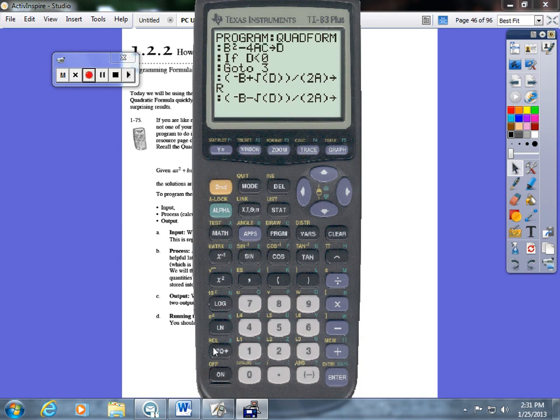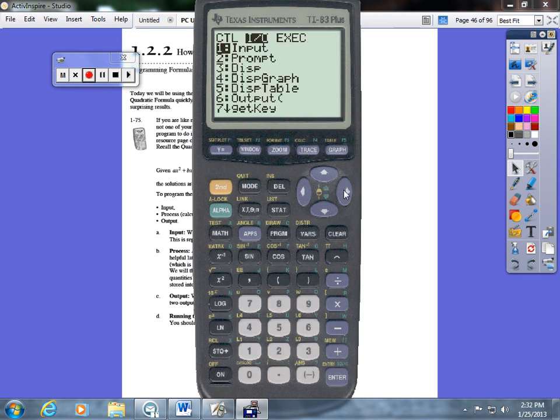And we're going to store that to another variable. You can name it whatever you want. I'm going to name it s. Alright, so I have my two answers. All I've got to do is tell the user what the answers are. So I want to display, so program, display.